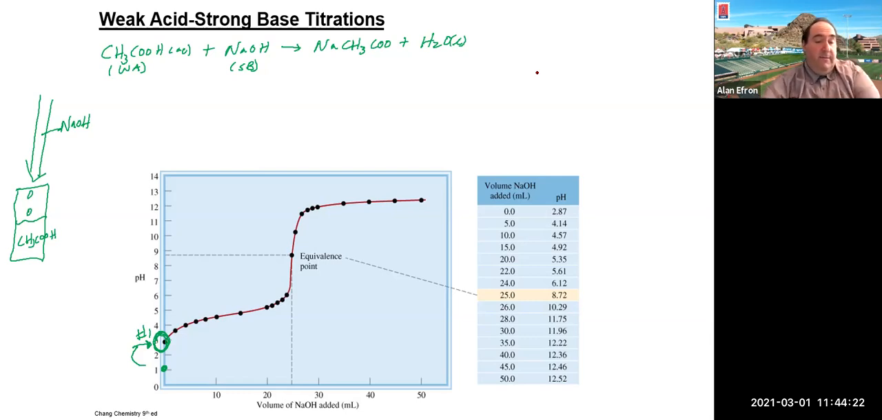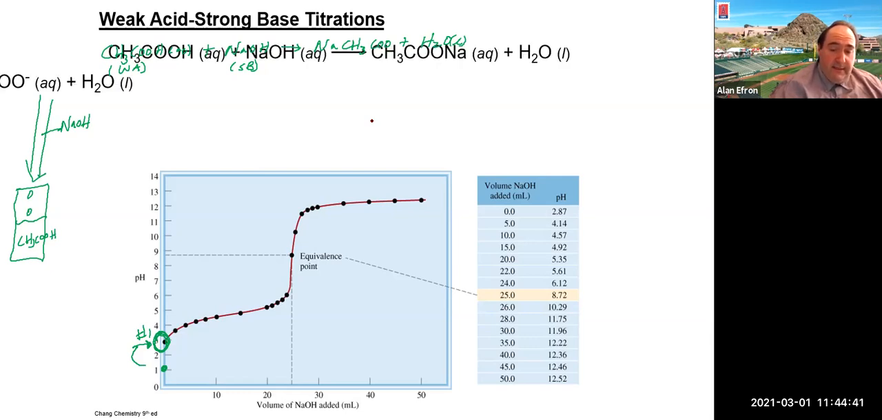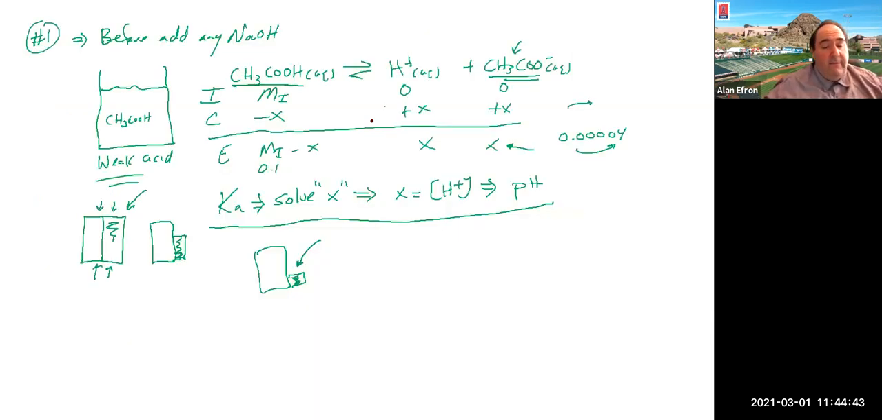And when we very much start the titration here, essentially the only thing that we have in the beaker or flask is a weak acid. So unlike our strong acid, strong base titration, when we're doing this titration, we actually do have to do a little bit more work up front. And I think that's what we talked about last time and where we left off.